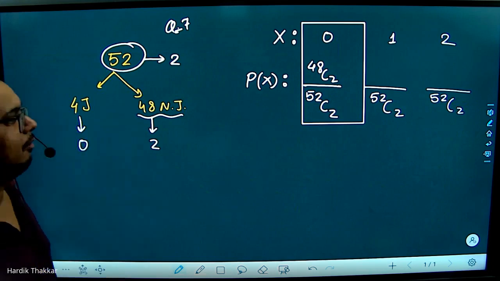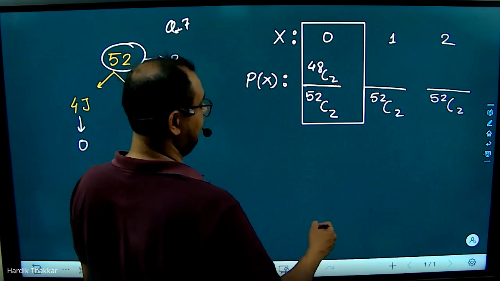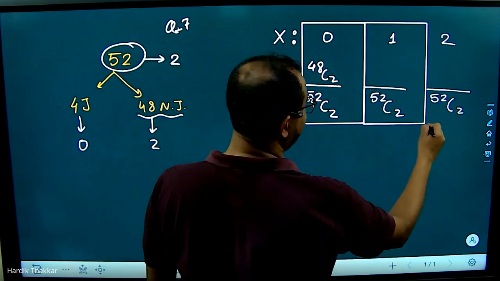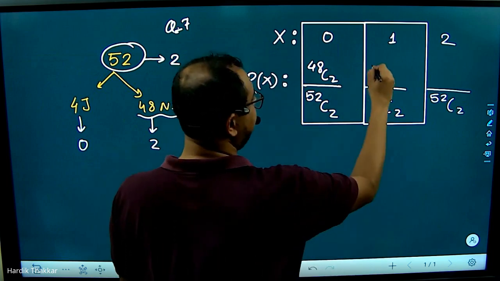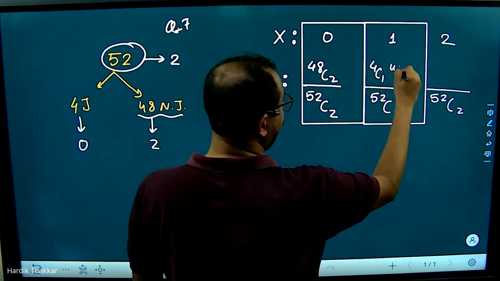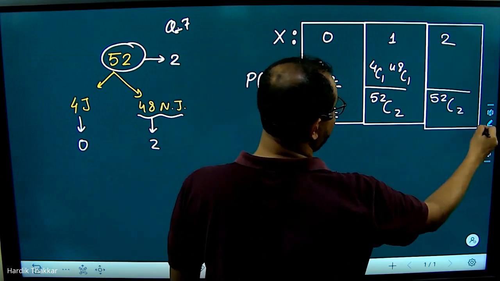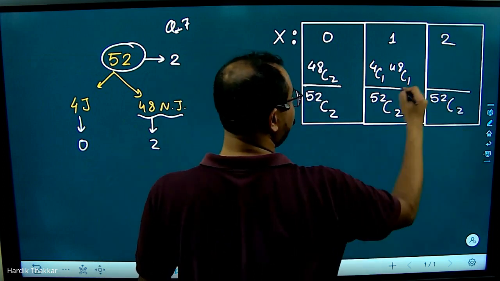Whereas in the second part, it is one jack card. So one card must be selected out of 4. So the numerator will be 4C1 into 48C1, one from each group. Now the third one is two jacks. So here the numerator will be 4C2.